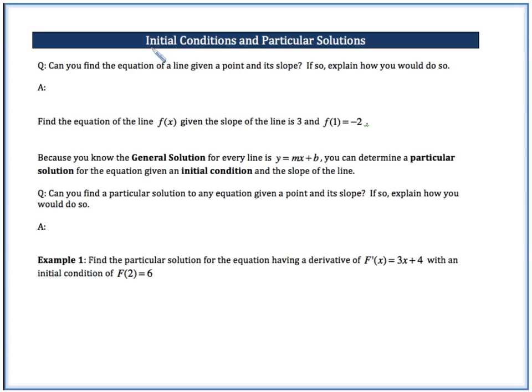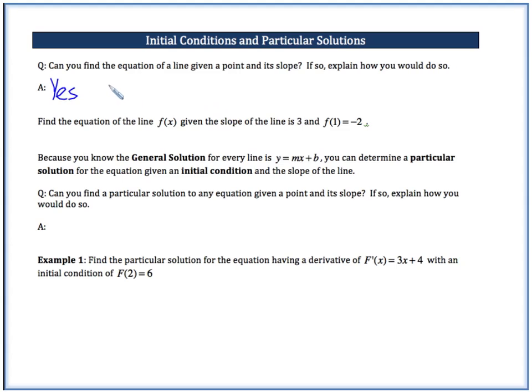All right, next we're going to talk about initial conditions and particular solutions. So just a leading question here. Can you find the equation of a line given a point and its slope? If so, explain how you would do so. Well, the answer is yes.